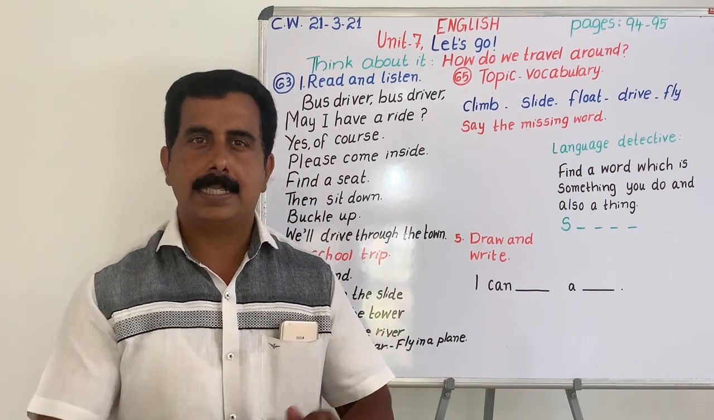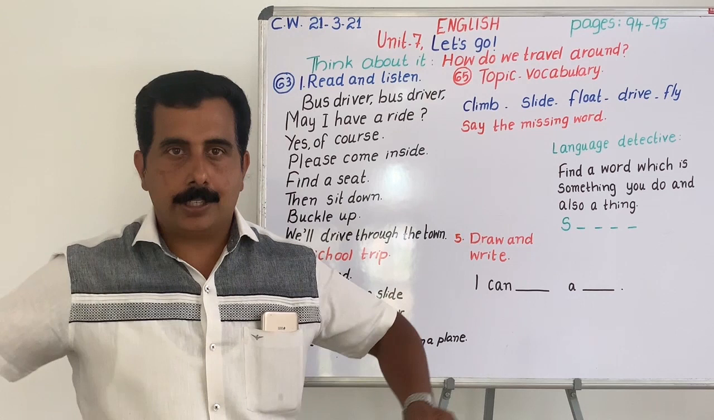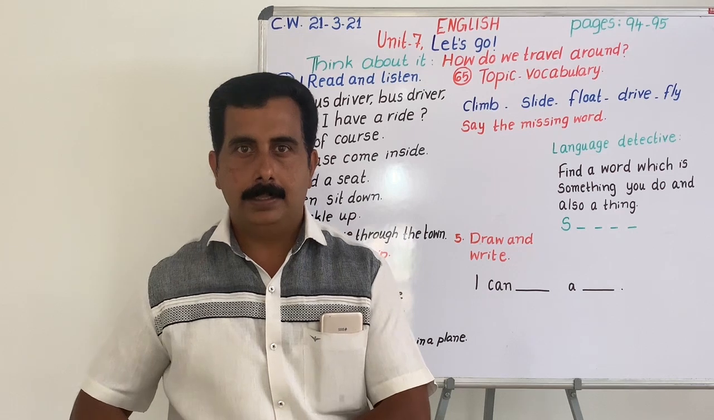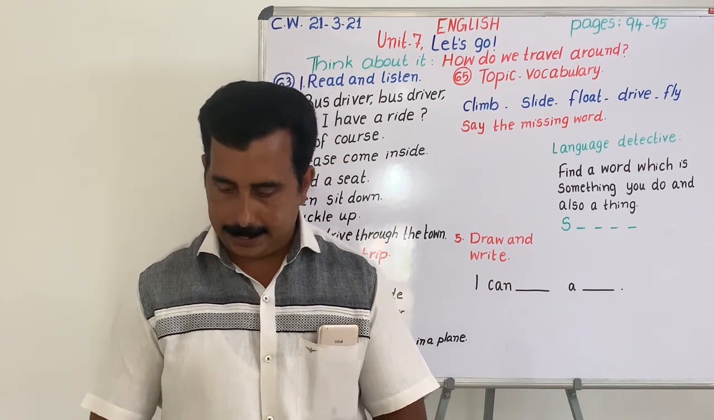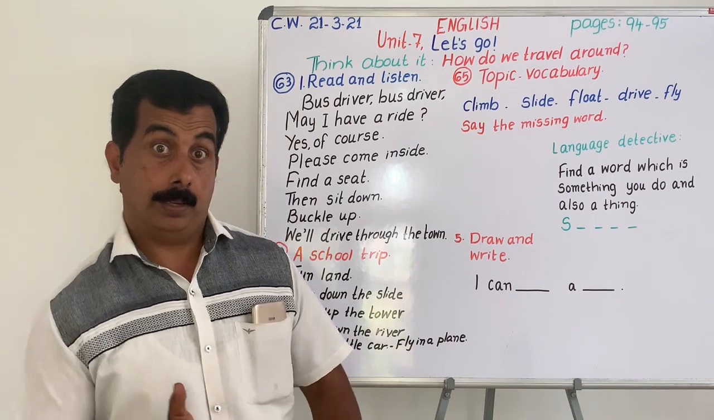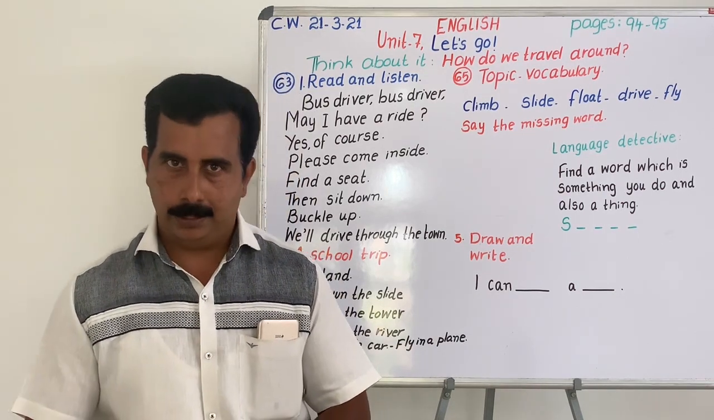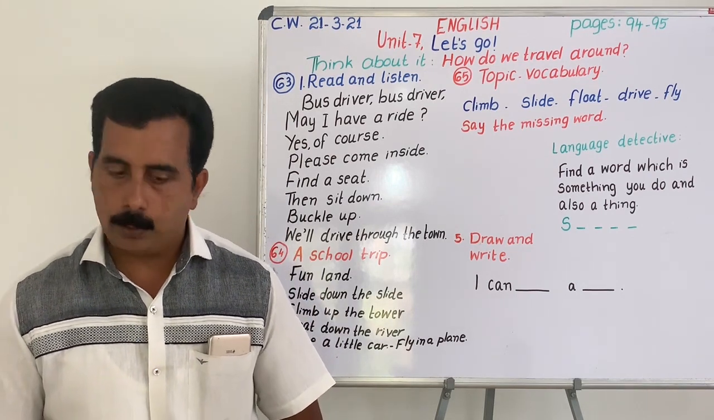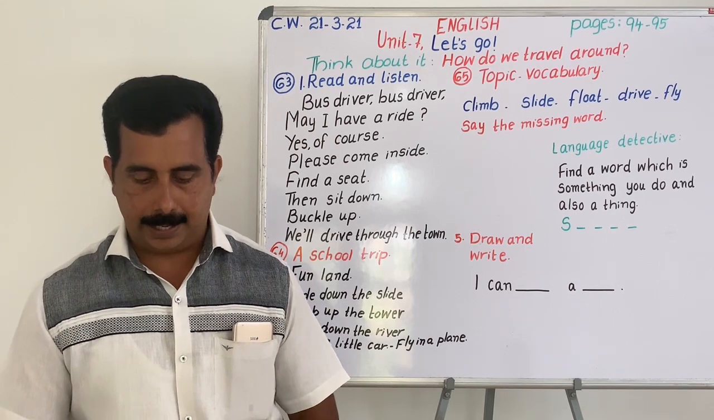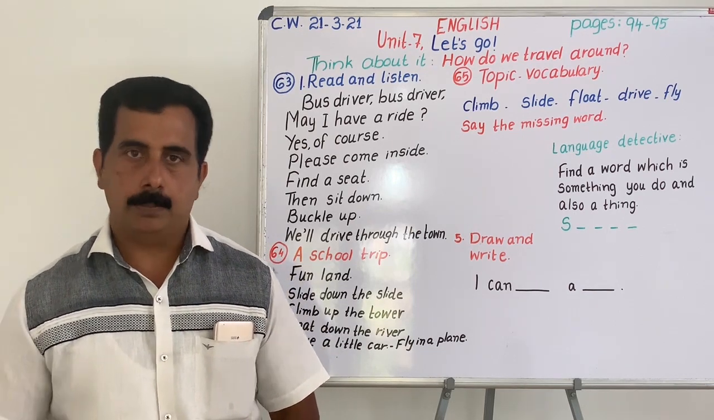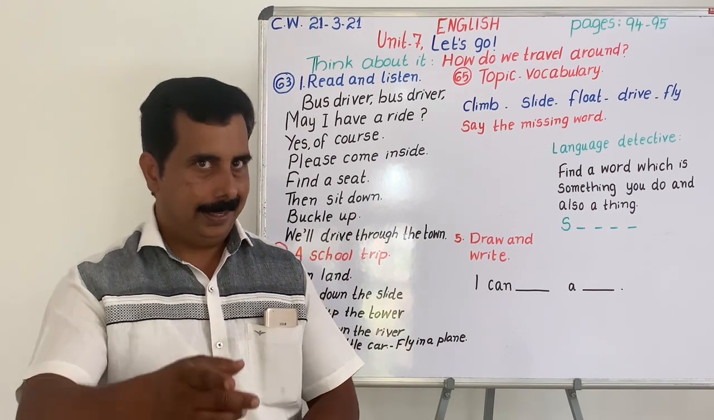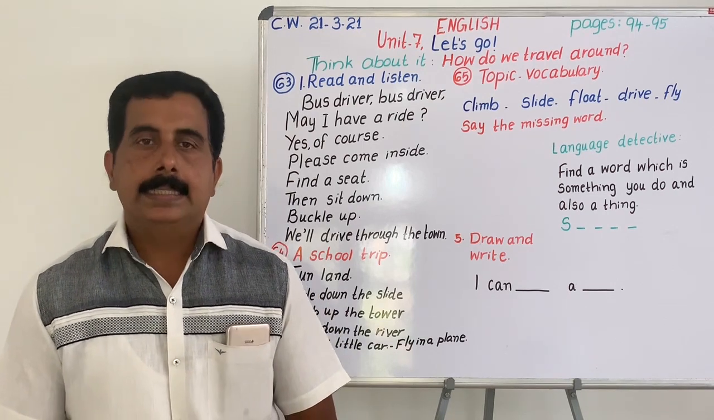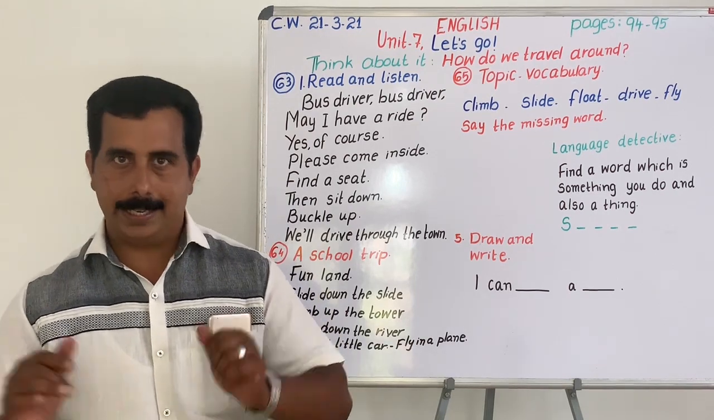When you come inside the bus, take a seat. Find a seat and then sit down. After sitting down, just buckle up. Okay, seat belt, arrange your seat belt. Then we will drive through the town. That means we are going very fast. Be more careful. Okay, so read the poem again. Bus driver, may I have a ride. Yes, of course. Please come inside, find a seat, then sit down, buckle up. We will drive through the town. Okay? Here, you are going to listen to CD track 63 from Unit 7. Let's go. Now, imagine that you are in a bus. Listen.